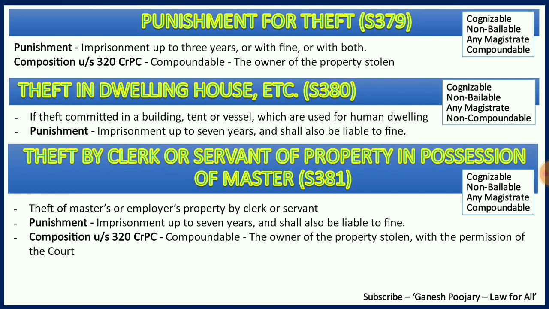Section 381 discusses theft by clerk or servant of property in possession of master. Here, theft of the master's or employer's property by a clerk or servant causes a punishment of up to 7 years or fine or both. Now these are cognizable offences, non-bailable offences, any magistrate can conduct the trial. However, the composition under section 320 of CrPC makes it a compoundable offence. For that, the consent of the owner of the property along with the permission of court is very important. Only when both of them happen, the case can be taken back under section 381.